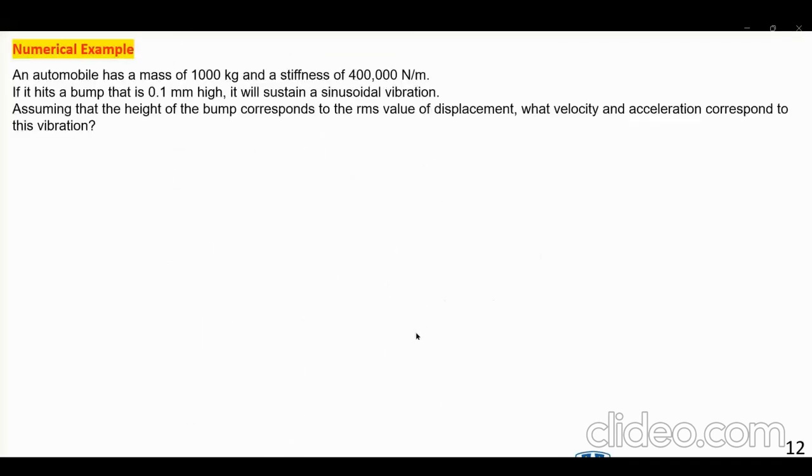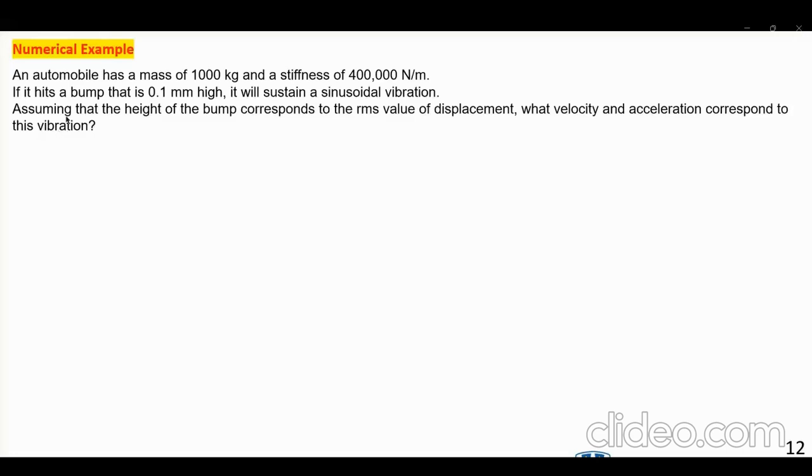So let's do an example. Suppose we have a car whose mass is 1,000 kilograms and the stiffness of the suspension is 400,000 Newtons per meter. Now, it hits a bump of 0.1 millimeter. Let's assume that this is the RMS amplitude. It could be the peak amplitude, but suppose that it's the RMS value of displacement. Once it hits the bump, the car goes over it and starts vibrating up and down.